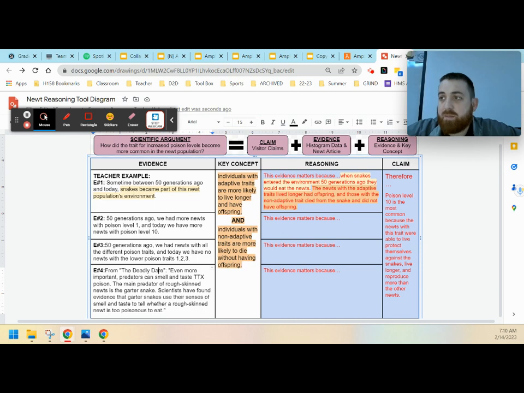So at this point, go ahead, make your way to our survey. Ask yourself, do you understand how to fill out the tool? So do you understand what to put in all the different boxes? And you understand how to connect our evidence to our claim using our key concept within our reasoning section?